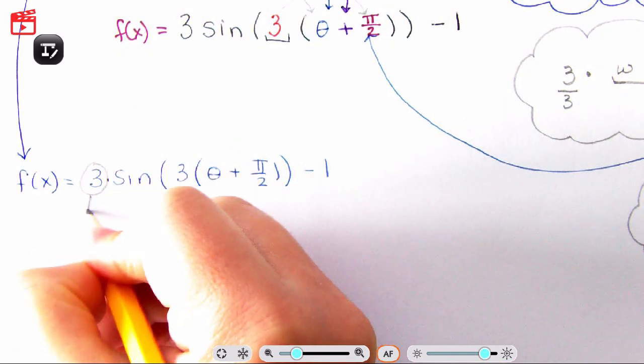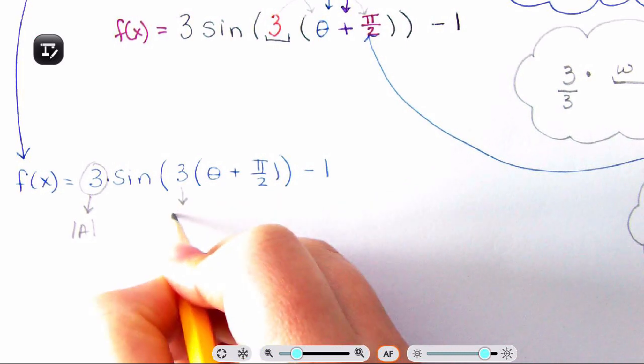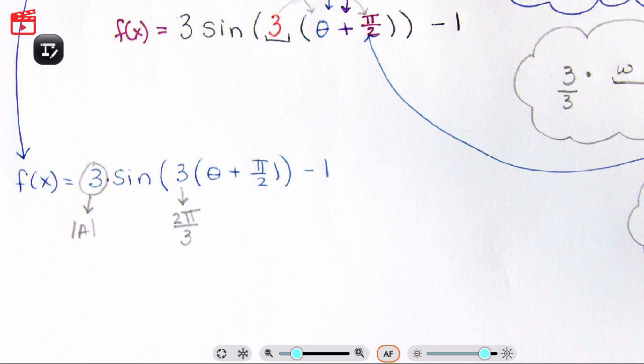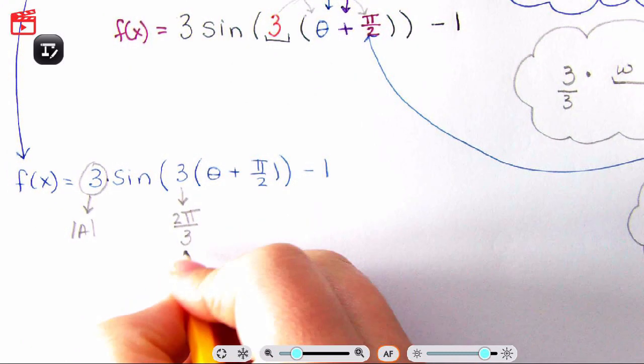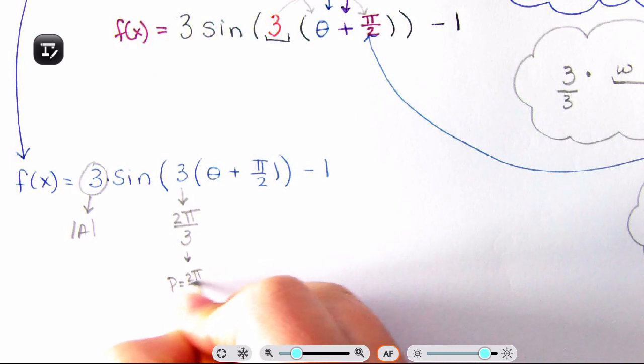So first off, I need to identify my amplitude. Then I need to identify my period. Remember, period is not 2 pi. You are using 2 pi. Also, your period is not your b value. You're using your b value and you're using 2 pi to find out what your period is. So in this case, there's nothing to simplify, so our period is 2 pi thirds.